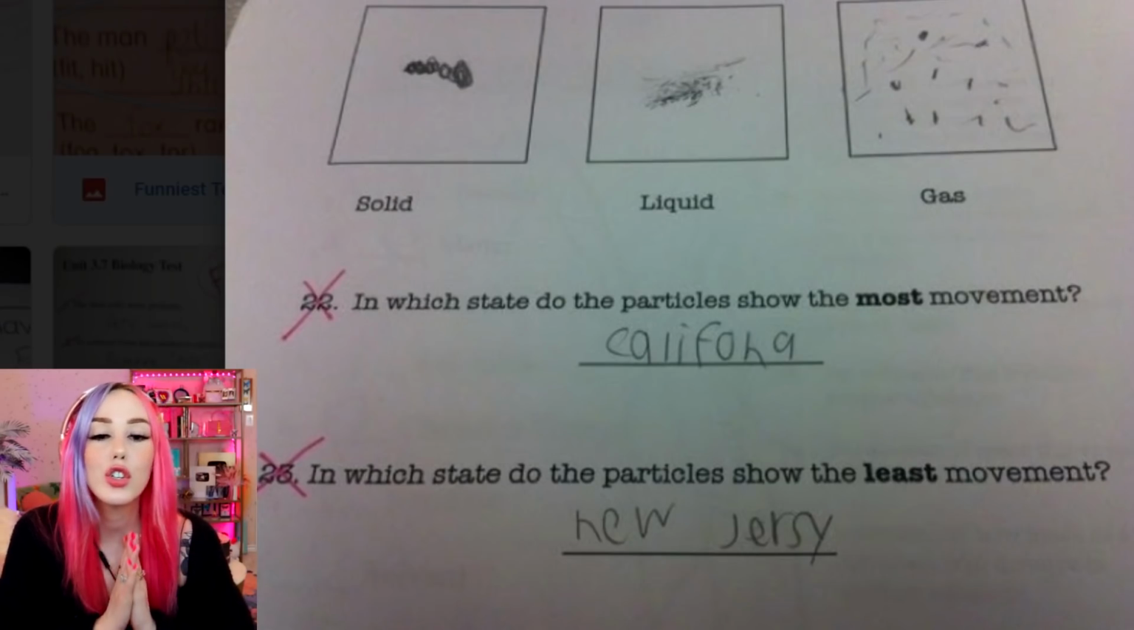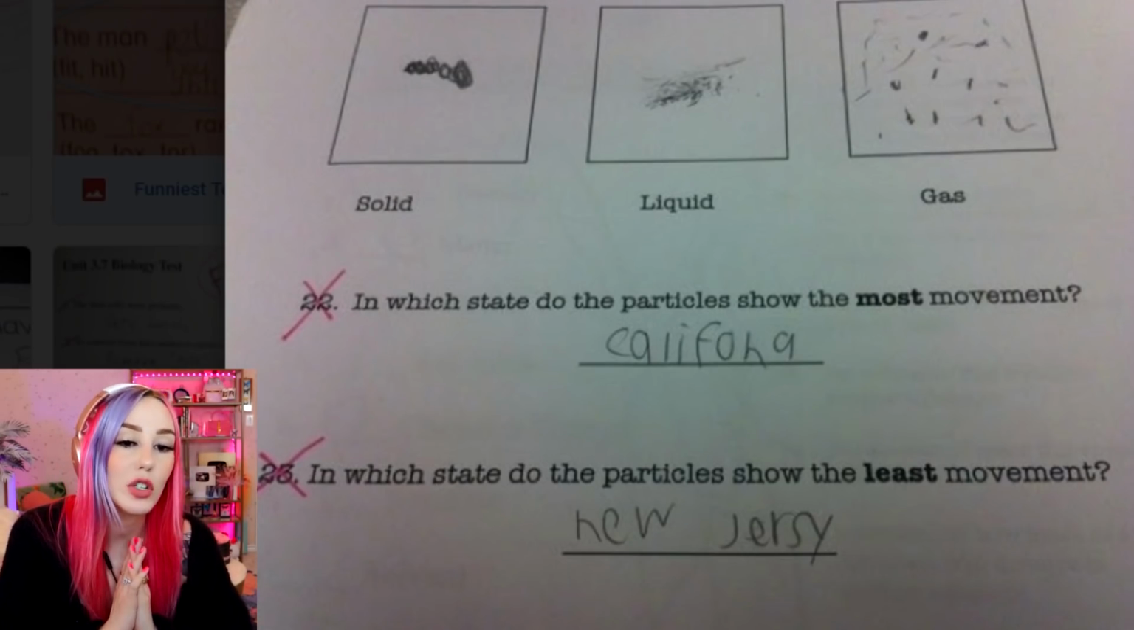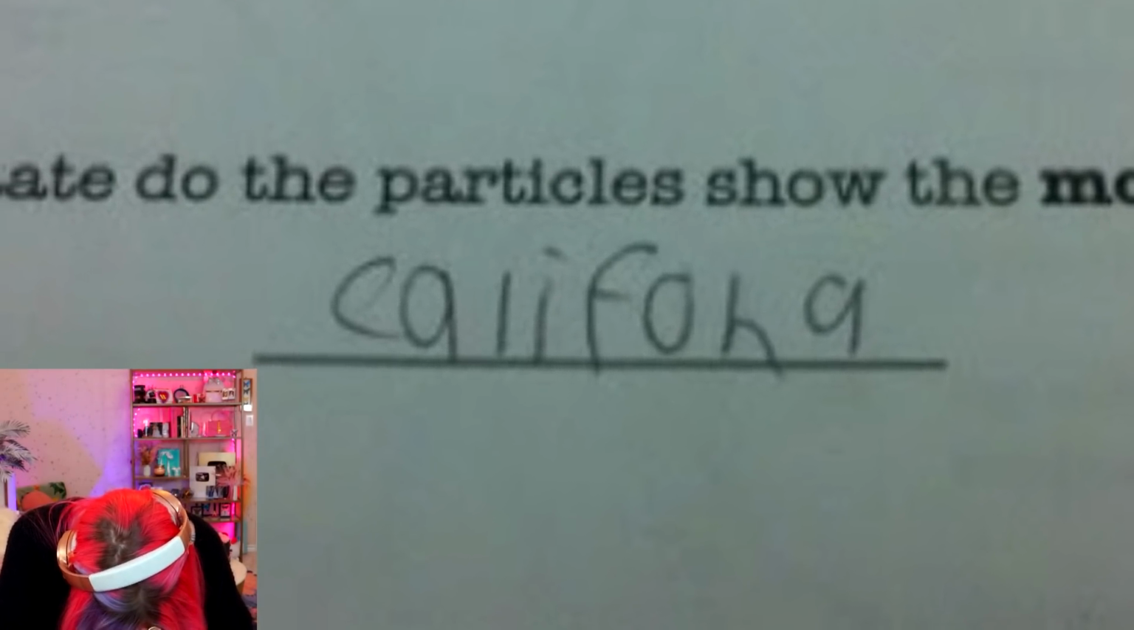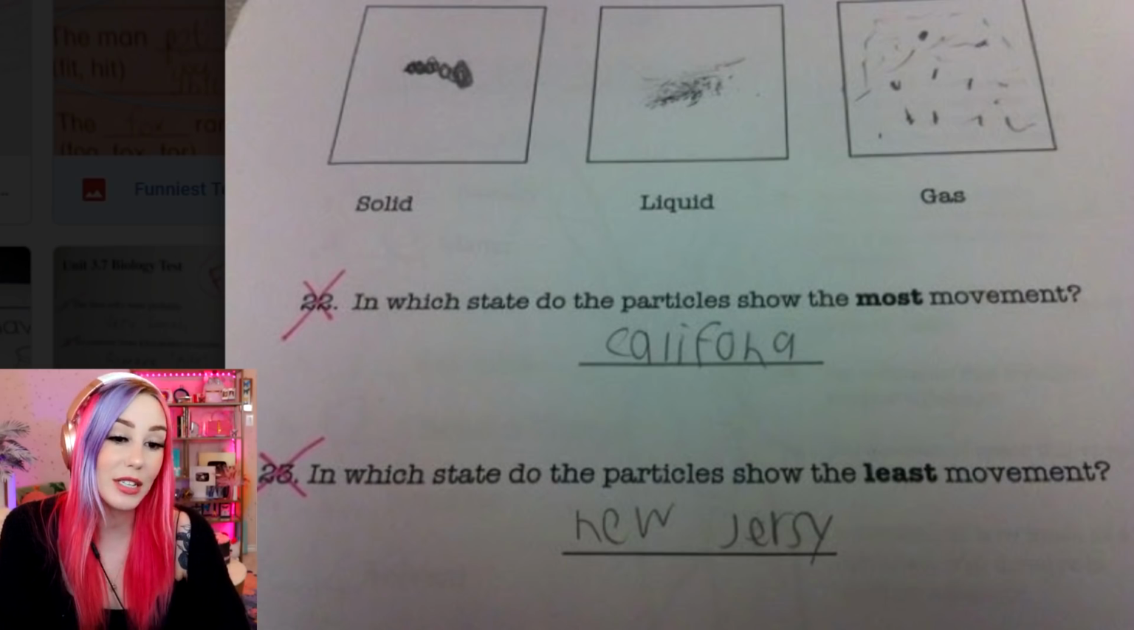In which state do particles show off the most movement? California. In which state do particles show the least movement? New Jersey. All right. Yeah, so if we were to actually do this, probably the most movement in gas, least movement in solid, but to each is their own. I'm not in school anymore.